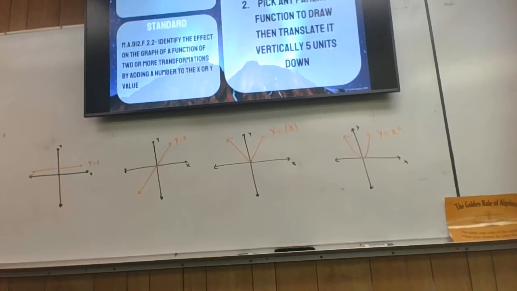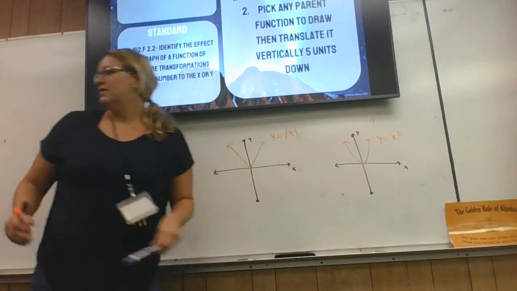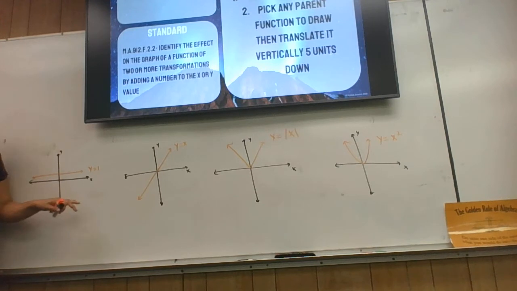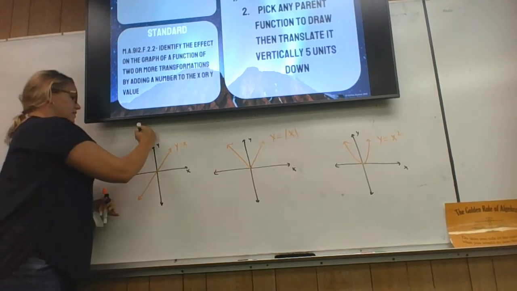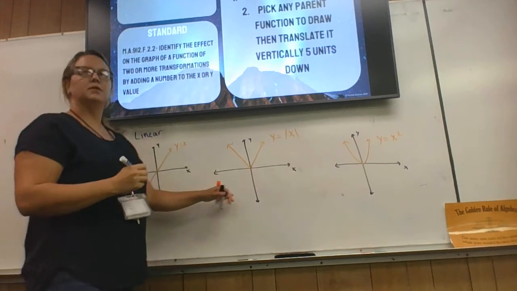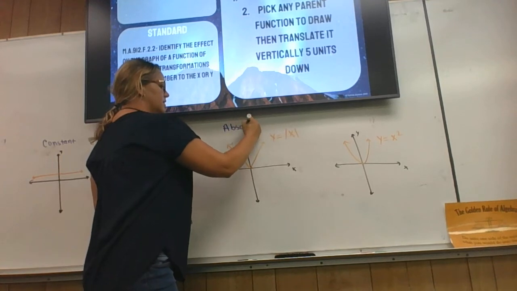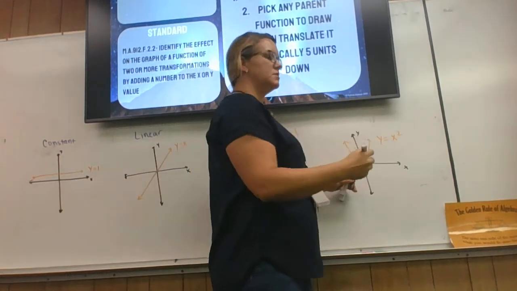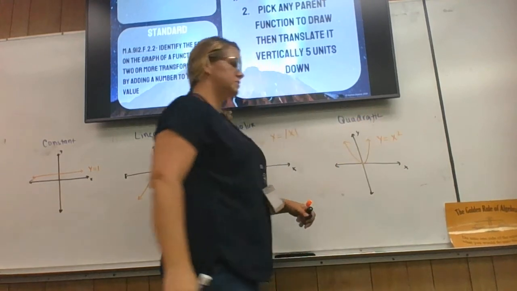All right, so when it says draw one of the parent functions, this is what I was expecting to see, one of these. Can anybody tell me what this one's called? What function family is this one? Constant. All right, somebody else, what's this? What function family? Colby? Linear. All right, somebody else, what function family? Sean? Absolute value. What's this one? Quadratic. There they are. Those are the function families.